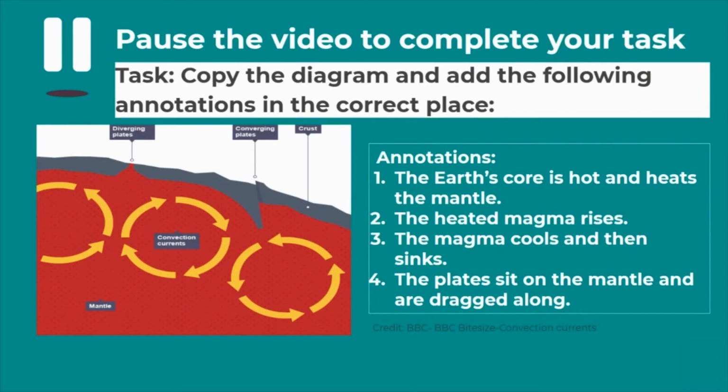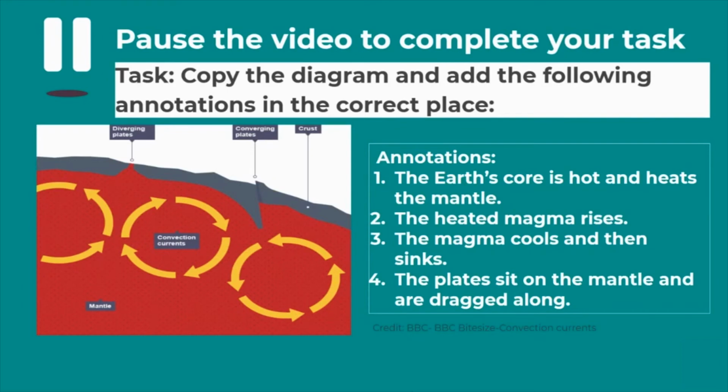An annotation is a bit like a label, but it's a label that offers a full explanation. When you look at the diagram, it says mantle, convection currents. It doesn't actually tell you what's going on in each of those places. So you're going to add these annotations that are on the list. The Earth's core is hot and heats the mantle. The heated magma rises. The magma cools and then sinks. And the plates sit on the mantle and are dragged along.